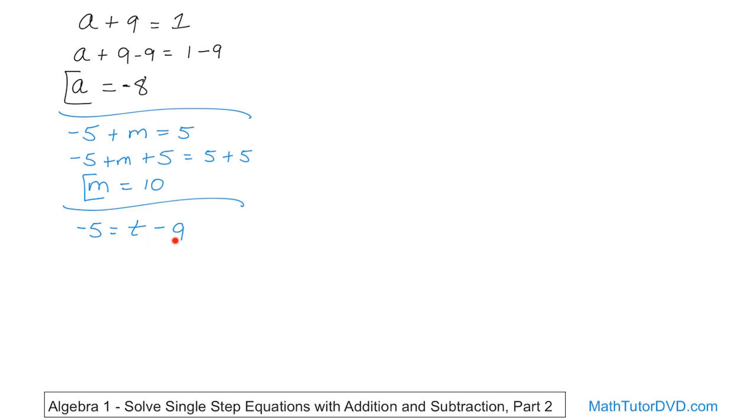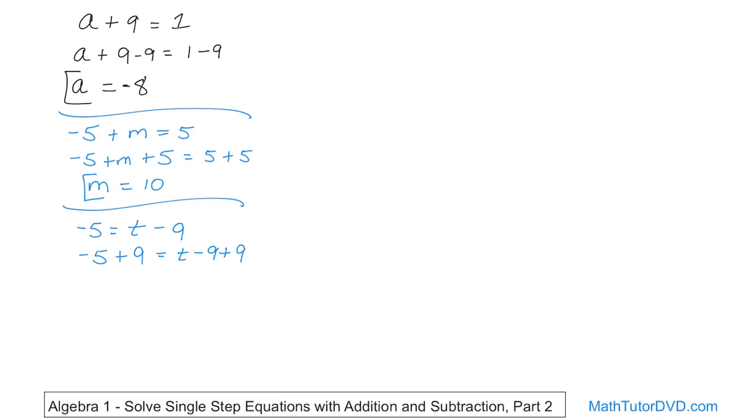So you look over here and you say, well, I have t minus 9, so I have minus 9. How do I get rid of this minus 9? Well, I have to do the opposite. Opposite of subtraction is addition, so I need to add 9 to both sides. So if I'm doing it to that side, I'm going to add 9 to this side, and I'm going to also add 9 to this side.